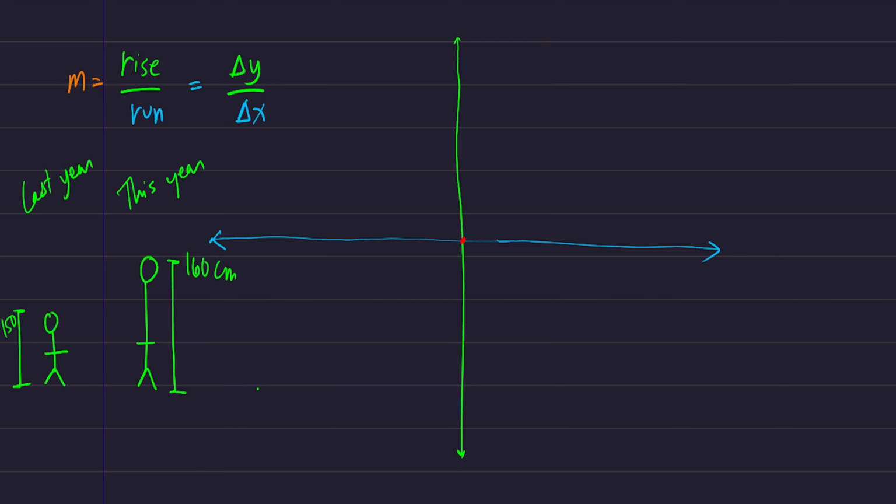Gaano kataas yung itinangkad mo? Pag nasagot natin yun yung change in height mo. So, para ma-solve natin yun, we need to subtract 160 to 150. And 160 minus 150 is equal to 10. So, ang change ng height mo ay 10 centimeters.